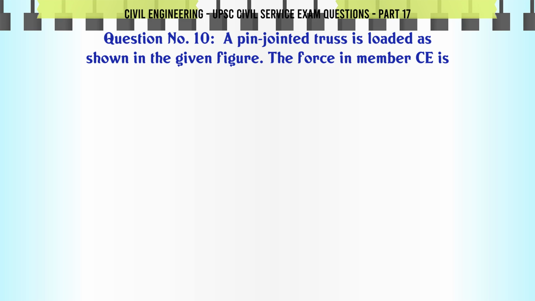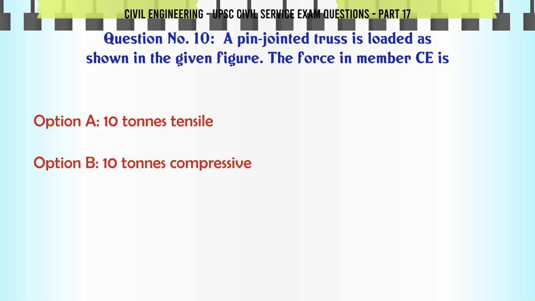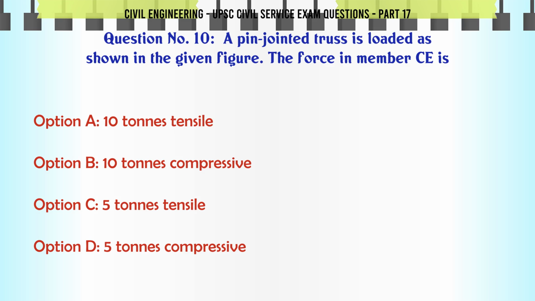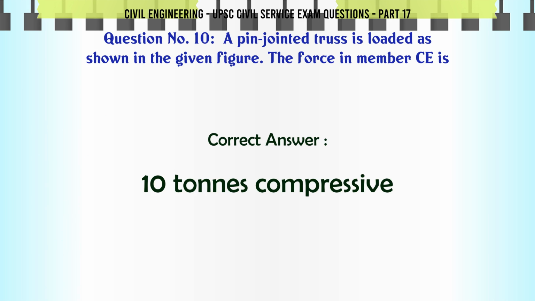A pin-jointed truss is loaded as shown in the given figure. The force in member CE is A. 10 tons tensile, B. 10 tons compressive, C. 5 tons tensile, D. 5 tons compressive. The correct answer is 10 tons compressive.